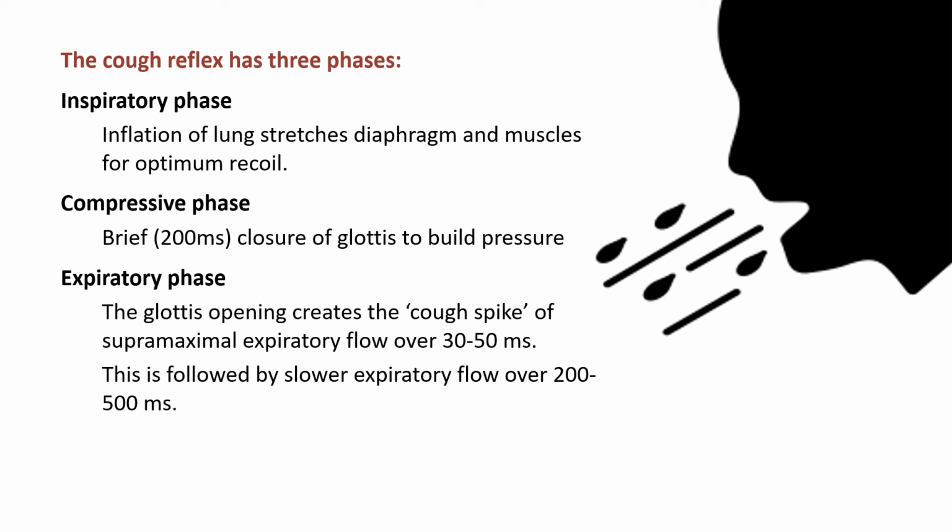The initial flow is known as the cough spike. This is a supramaximal expiratory flow for about 30 to 50 milliseconds, so 0.3 to 0.5 of a second. We get this really forceful cough spike. After that, you get a slower expiratory flow lasting for about 200 to 500 milliseconds.